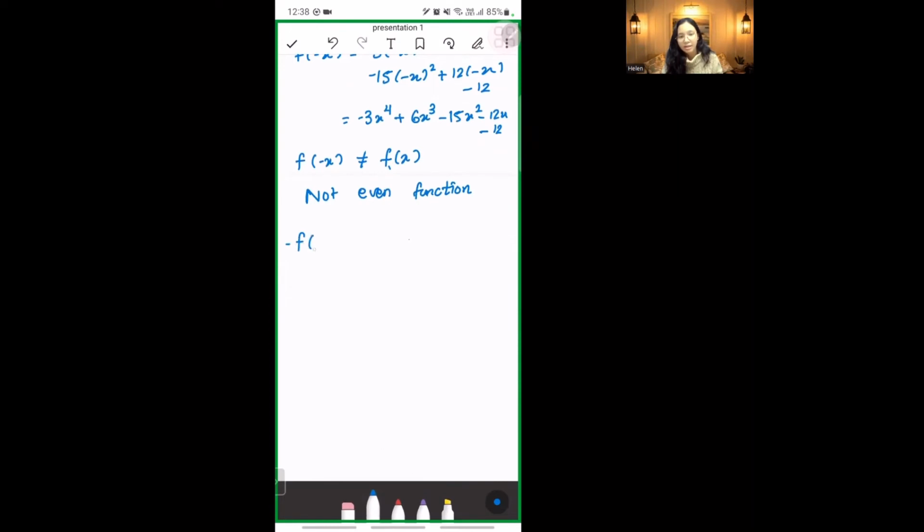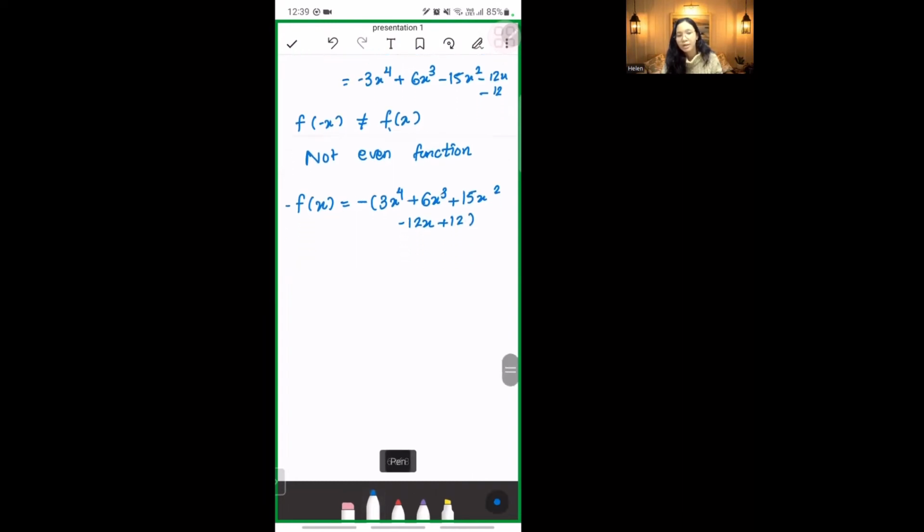Okay, let's look at minus f of x. So we will have to factor out the negative 1 here. So minus bracket 3x to the power 4 plus 6x cubed plus 15x squared minus 12x plus 12. So all the signs change here because we take out the negative 1. So f of minus x is clearly not equal to minus f of x as well. So it is not an odd function.